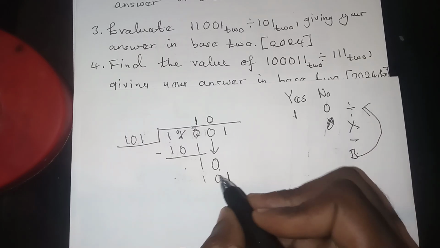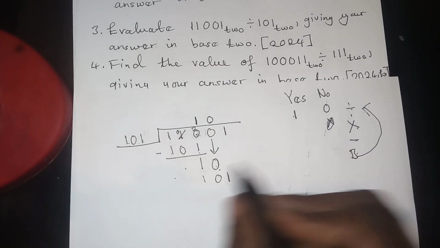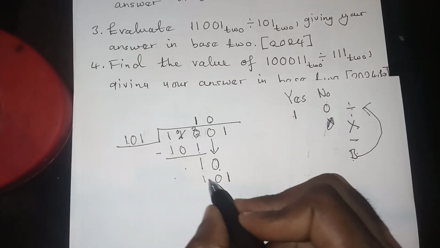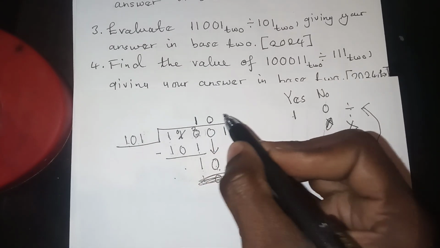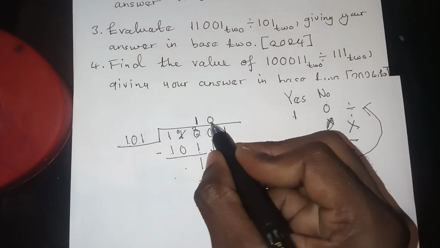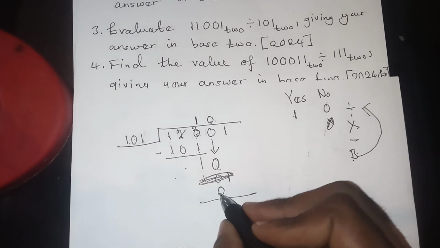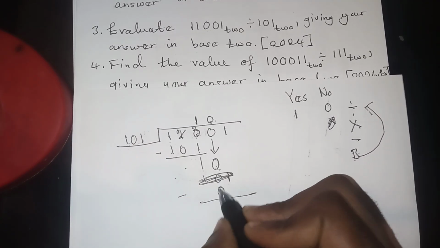I think I missed something. Oh yeah, after bringing this one down, we needed to divide. Sorry, this into this, we had the 0, and then this times that. Sorry, I forgot one step. I forgot to multiply this by that. So we have a 0. And then now we can subtract these two.